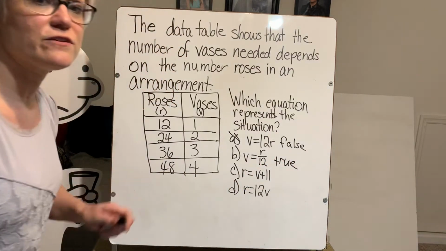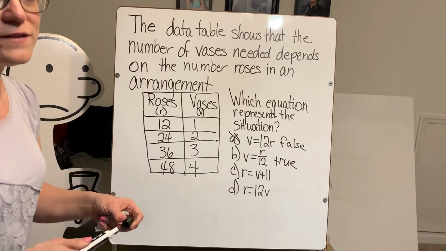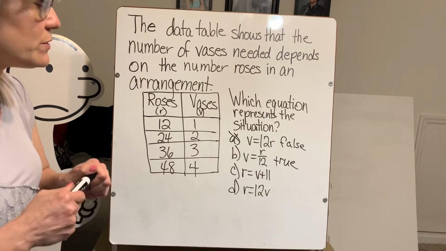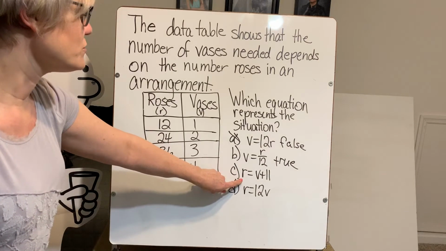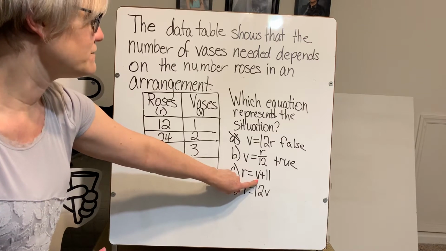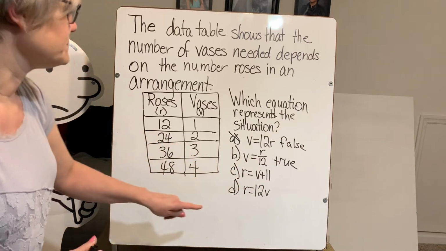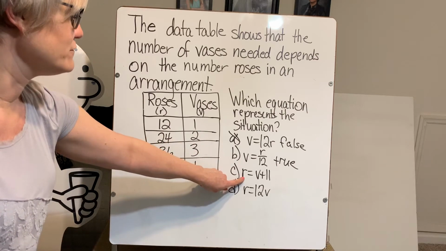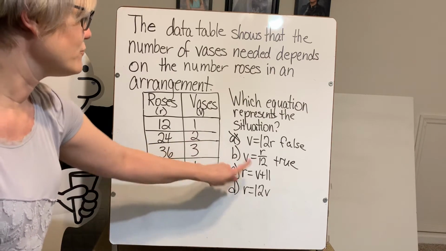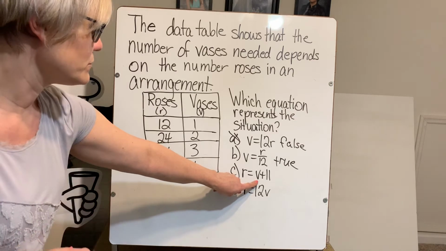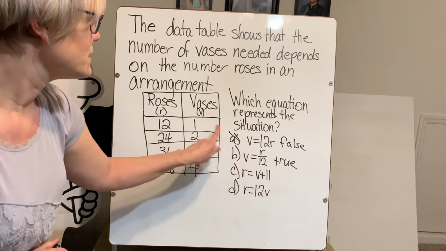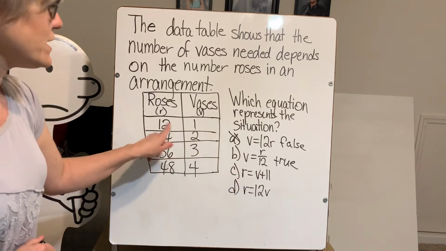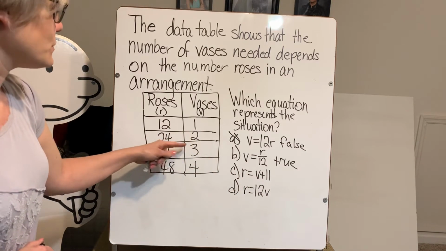Now we have 2 others. We always have to check all of them because sometimes there'll be 2 that are correct. So we need to keep going. All right, so we have R roses equals V vases plus 11. If we start here, we put the 12 for the roses, and we have 1 that would go for the vases, so for the V. So 1 plus 11 equals 12. Okay, well that works. So let's go on to this one.